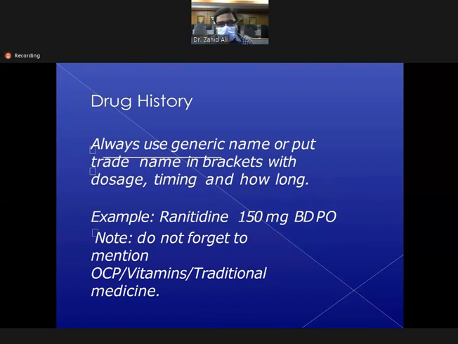In drug history, always use the generic name, or put the trade name in brackets, with dosage, timing, and how long. This is very important that you have to ask the patient, because when you are coming to the ward for the first time, you don't remember the names of the medicines, but you do remember somehow. Because in Pakistan, you know, self-medication is very common.